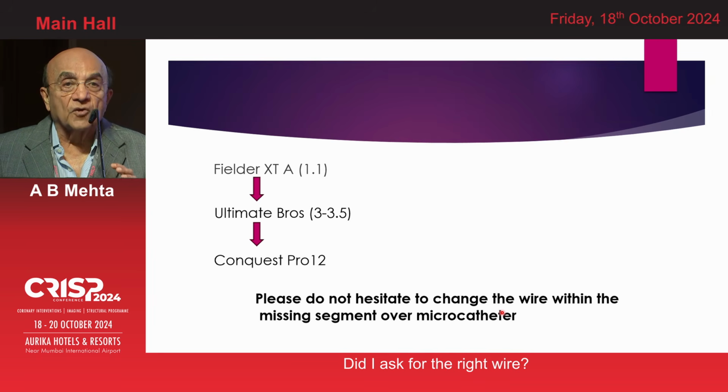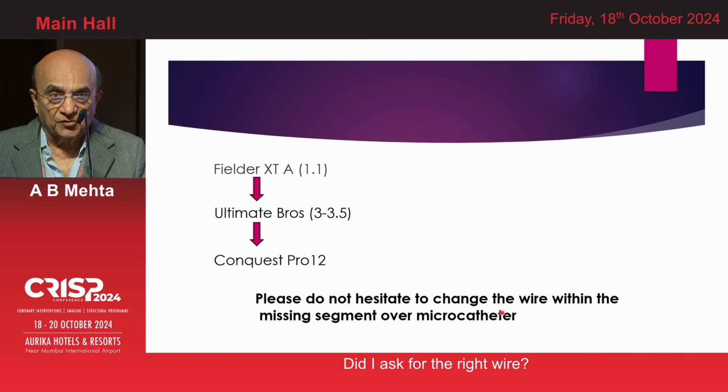Ultimate Brothers is a combination of good lubricity, good hydrophilic combination, 3 to 3.5 grams of weight, and Ultimate Brothers 3 to 3.5 can work as Miracle 6, and therefore I use that very commonly. If that does not work, then Conquest Pro 12.